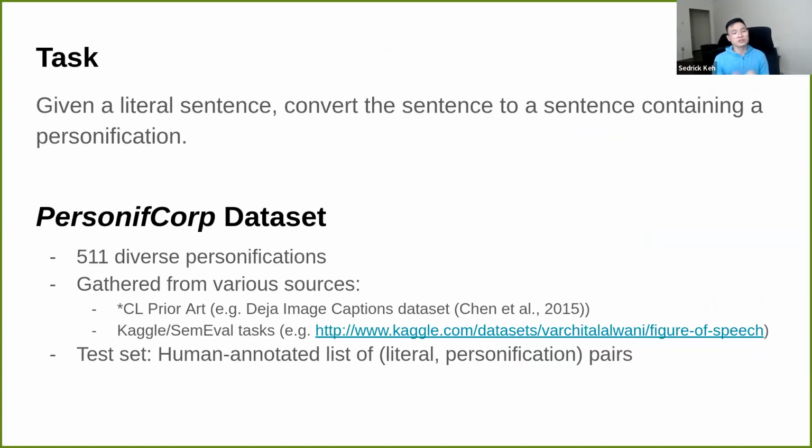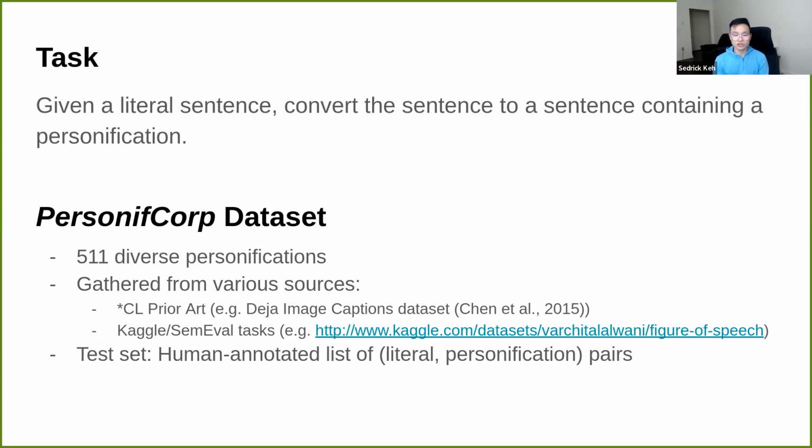So the task more specifically is, given a literal sentence, how do we convert this literal sentence into one that contains a personification? To do that, we need training data. And so we gather a training data, which we call PersonifCorp, or the PersonifCorp dataset, which has 511 diverse personifications. And there's two main sources that we gathered from. The first one is from prior literature. The main one here is the Deja image captions dataset, which contains around 6,000 image captions, around 4% of which are figurative. And then we just filter out those figurative sentences and look for the personifications.